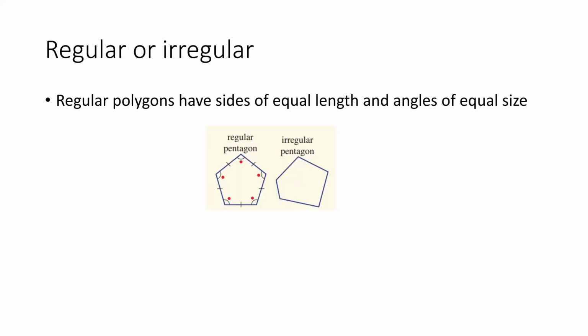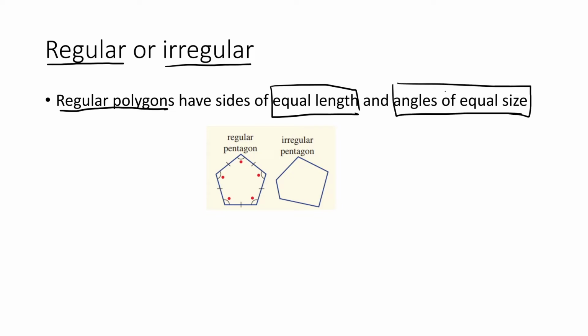Okay. This one is asking regular or irregular. Regular polygons have equal length, so all the sides are the same, and angles of equal size. So same angles, and this one has the same length.